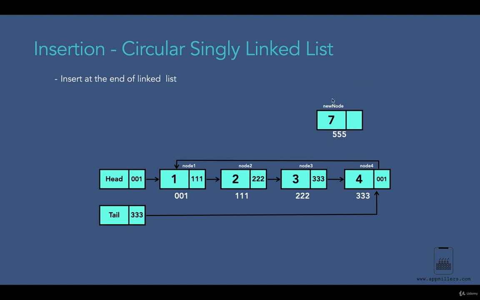The next thing that we are going to do, as we are inserting this node at the end of the circular single linked list, is update the last node's reference to point to this node. You see that the last node's reference points to the first node, so we are going to update the last node's next reference with 555, and it creates a link between node 4 and the new node.